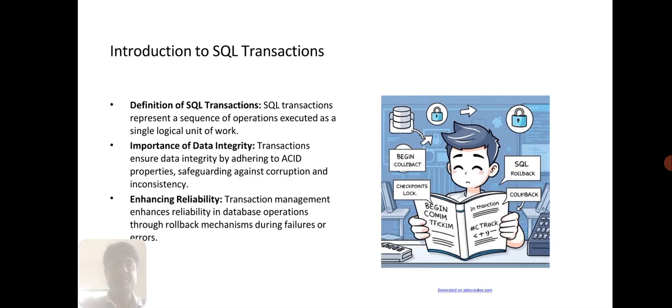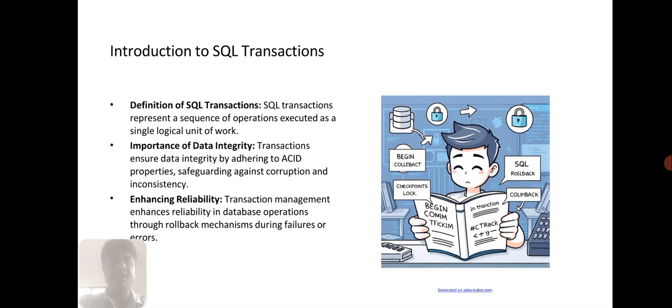First we discuss the introduction to SQL transaction. First of all, what is an SQL transaction? An SQL transaction is a sequence of operations executed as a single logical unit of work. It is committed only when all the operations are executed, as a single unit known as the SQL transaction. And there are two aspects: one is data integrity and reliability.